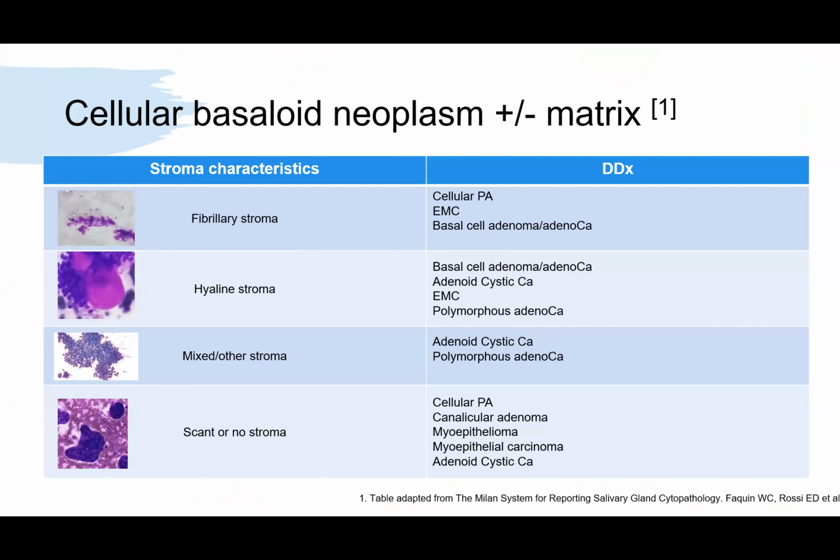So this is just taken or adapted from the Milan system of reporting, where it looks at the stromal characteristics. Because these have the myoepithelial cells, which are secreting the matrix, and depending on the type of tumor, you'll get different characteristics. Despite there being different stromal characteristics, it is very difficult to be certain of the type of tumor, because it's not going to help really distinguish unless you've got nice definitive features, such as here the globular features with the adenoid cystic.